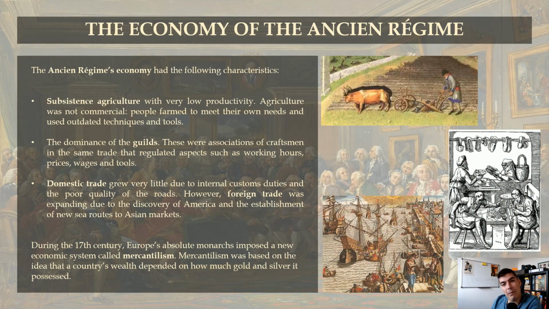So now let's talk about the economy of the Ancien Régime. It had the following characteristics: a subsistence agriculture with very low productivity. This means that the agriculture was not commercial, so the crops were not sold in the market. People farmed to meet their own needs. They did not have a surplus that they could sell in the market. They only produced what they needed, not because they did not want to, but because they couldn't produce more.